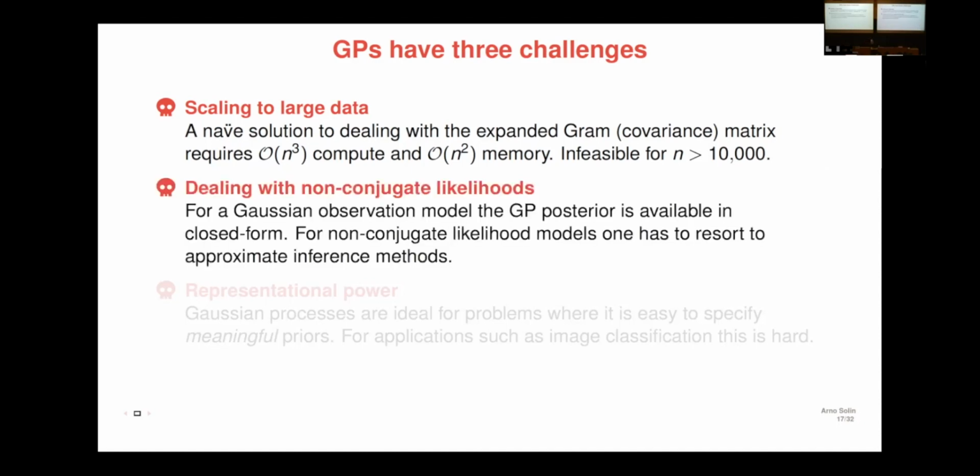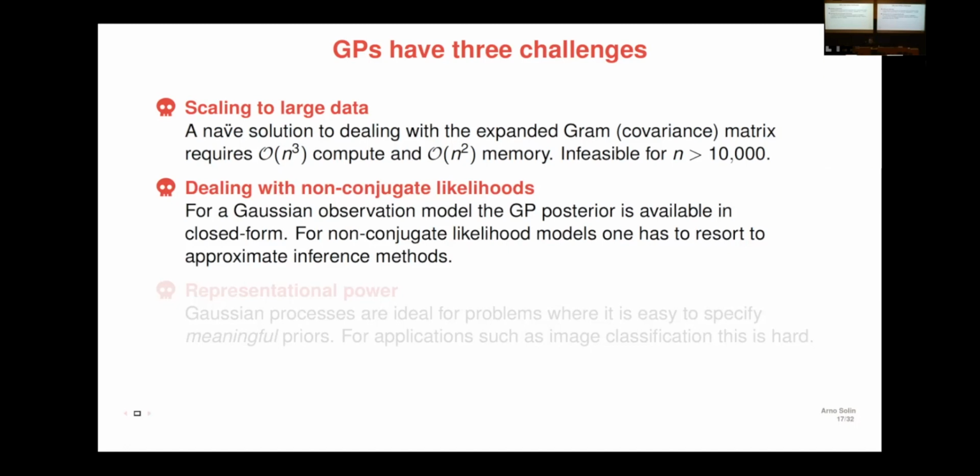The second challenge, what we should call it. I use these skulls here, but it's nothing fatal going on here. It's dealing with non-conjugate likelihoods. So in the case of GP regression, we had a Gaussian observation model. We observed the latent functions plus some Gaussian noise. And that is super nice because then everything is Gaussian and everything just falls out by pen and paper. So you can solve everything exactly, which is of course super beautiful.